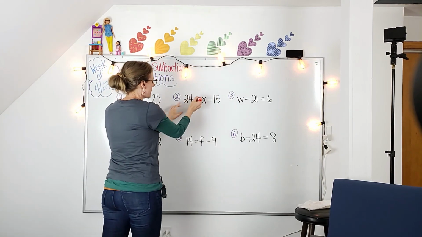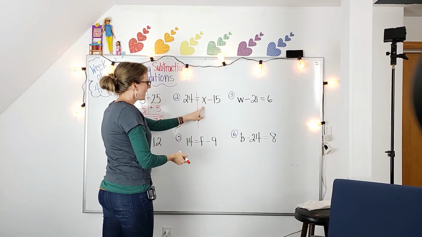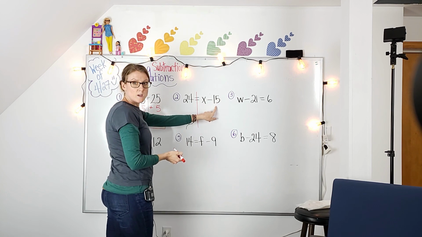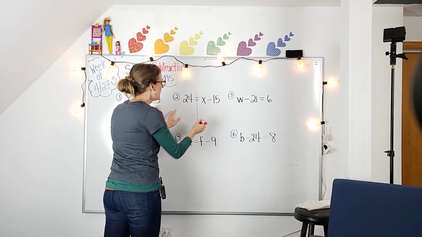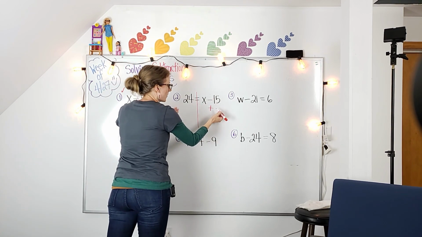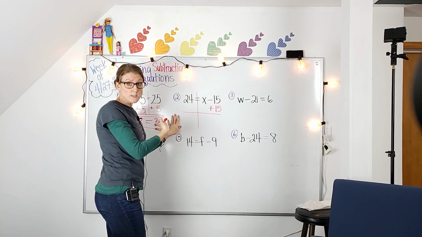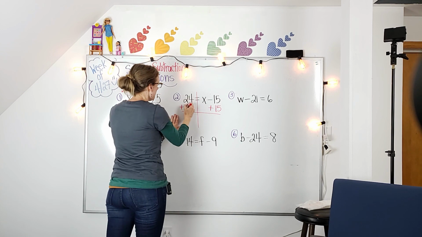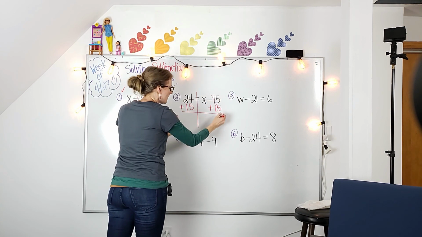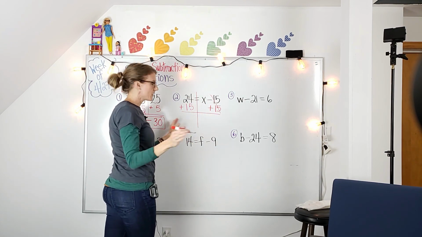All right, I've got my wall. I've got to get this minus 15 away from the x, or negative 15. So the opposite of a minus or a negative is a plus or a positive. I've got to do that to both sides. We love that this cancels. That's exactly what we want.